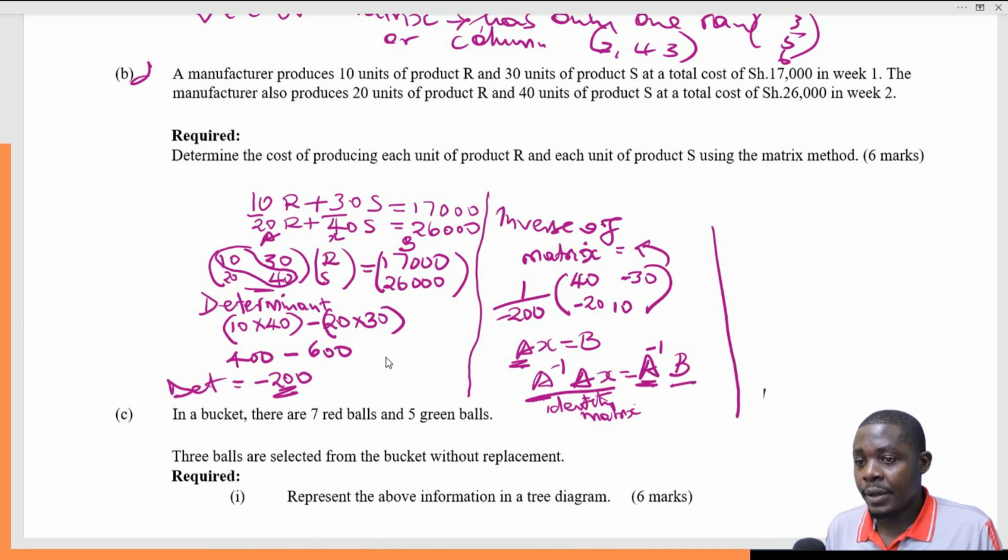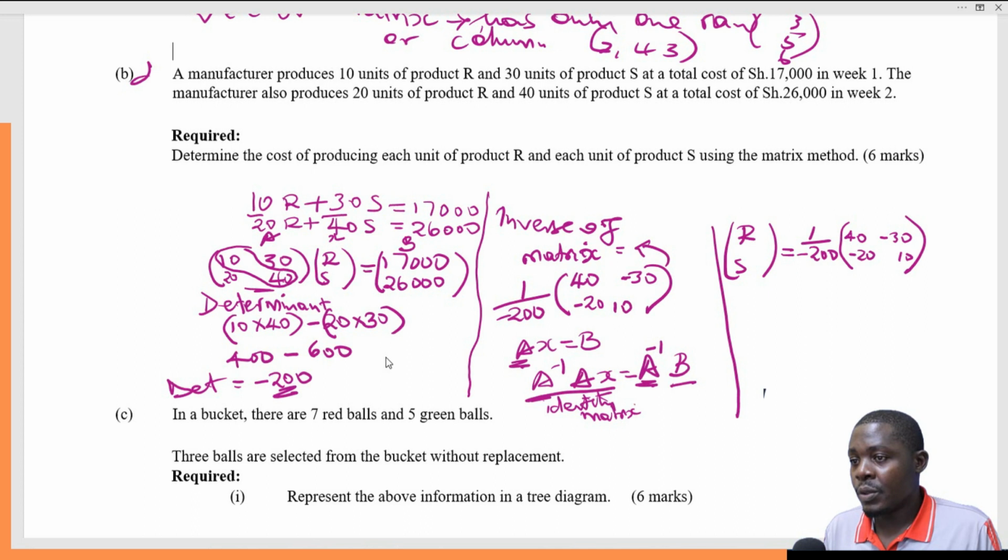Now we take this particular inverse and multiply directly by the matrix of B. We record this data as R S is equal to 1 over negative 200, times 40, negative 30, negative 20, 10, multiplied by 17 and 26. It's supposed to be 26 thousand. We can simplify this particular matrix by now, you have R and S. We can take this multiplied by that.